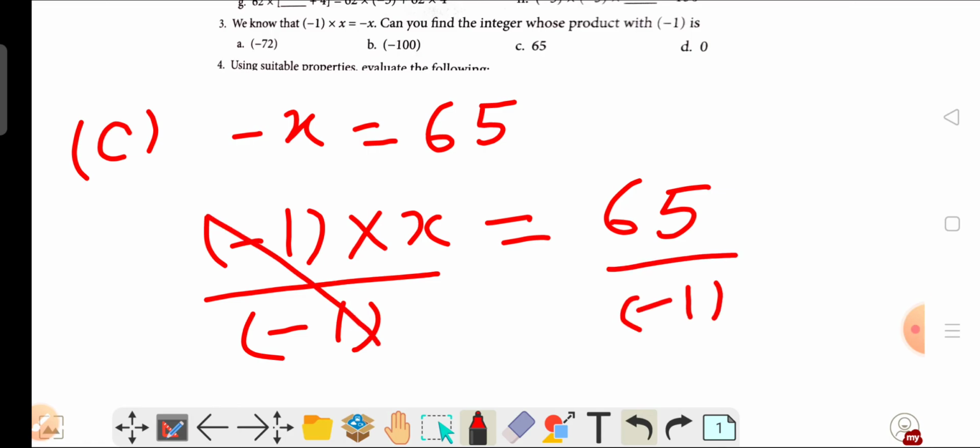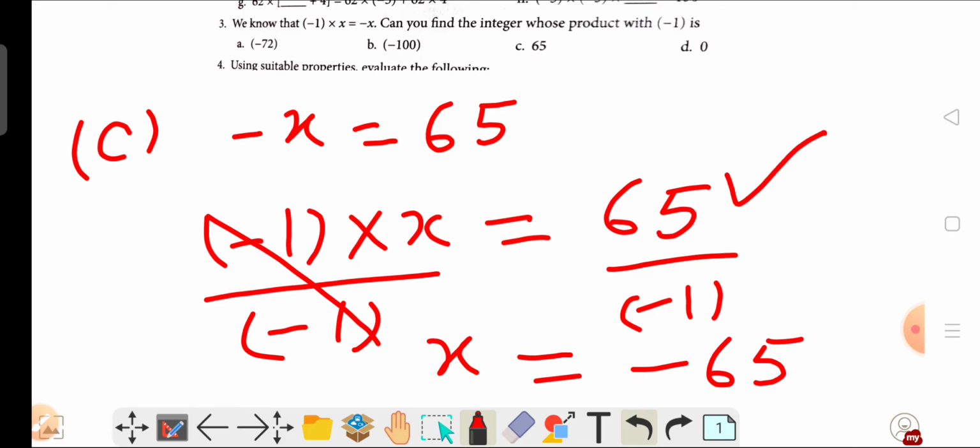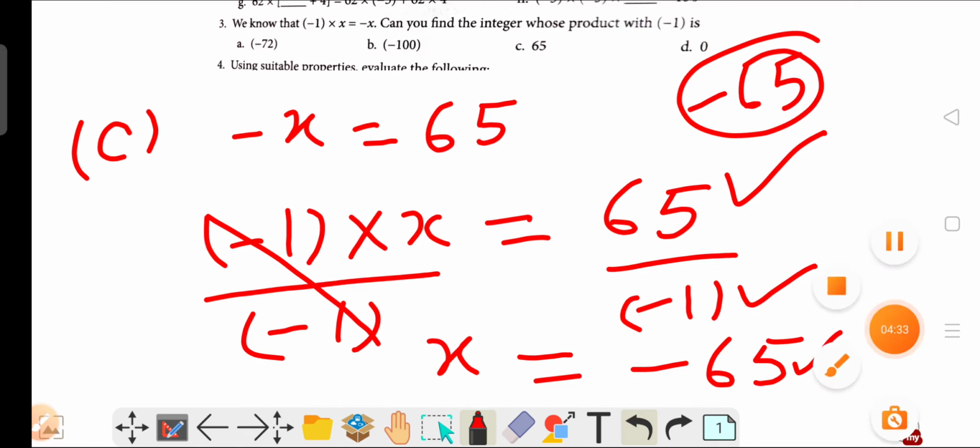This will get cancelled, and we have x on the left hand side, and this is equal to minus of 65, because 65 is positive and this is minus. So we can shift this minus to the numerator. Okay. So x is equal to minus 65. Clear? So the answer of c part is minus 65. So this is the solution of your c part.